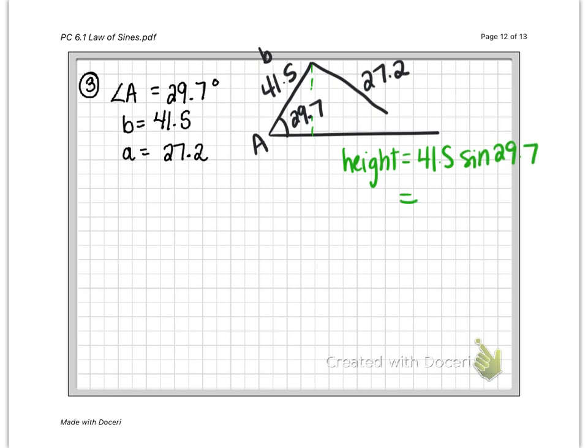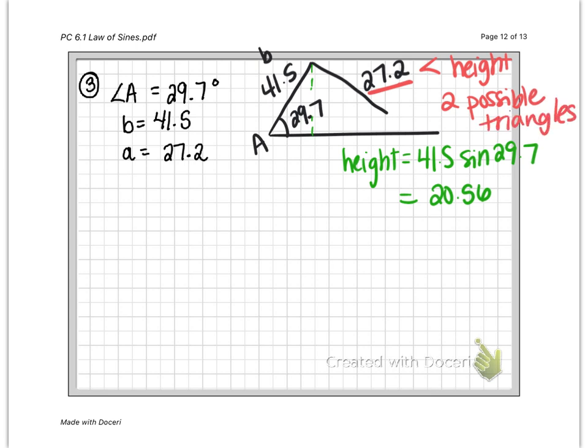So the height of this triangle is 20.56, meaning this side is greater than the height, and when that happens, there are two possible triangles. So let's look at these two triangles. I'm going to do triangle 1 first. Triangle 1 is here. And this one is going to look like this.